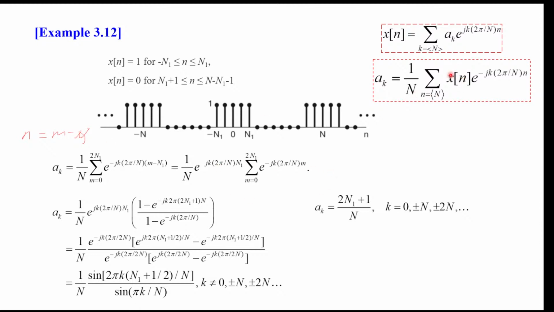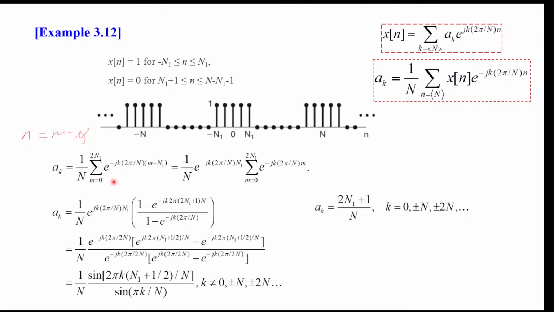So x[n] is 1 for this non-zero range, so x[n] is just this thing. And then here we have e to the minus jk omega, and we change n to n minus n1. So that n is m plus n1, where n was from minus n1 to n1, and m is from 0 to 2 n1. And then we basically just do algebra.